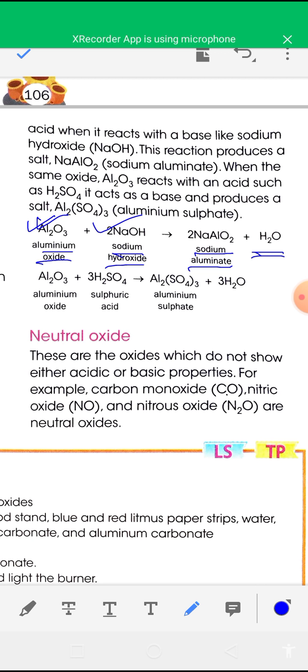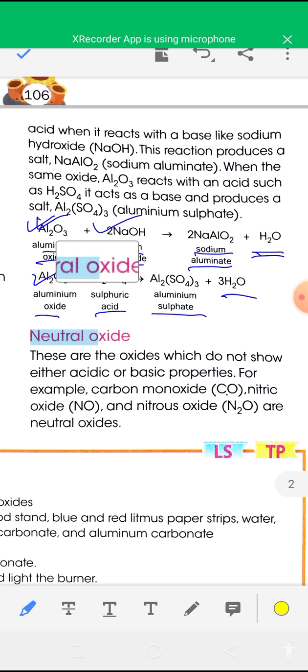Similarly, when aluminum oxide reacts with H2SO4, which is an acid, in this case Al2O3 aluminum oxide acts as a base. So Al2O3 is the base and H2SO4 is the acid, giving salt and water, aluminum sulfate salt and water H2O. These are actually neutralization reactions. So Al2O3 can react with base and with acid also. That is why Al2O3 is an amphoteric oxide.